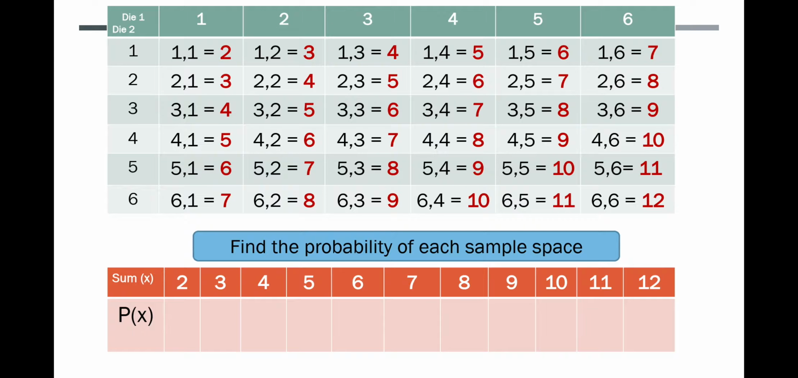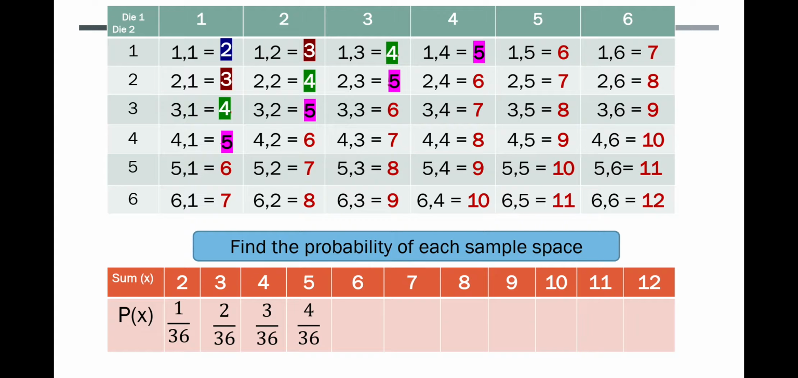And the probability of getting the sum of 2 is, we have only 1, so that is 1 out of 36. And for the sum of 3, we have 1, 2, so that is 2 out of 36. And for the sum of 4, we have 1, 2, 3, so that's 3 out of 36. And the probability of getting the sum of 5, we have 1, 2, 3, 4, so that is 4 over 36. And for the probability of getting the sum of 6, we have 1, 2, 3, 4, 5, so that's 5 out of 36.